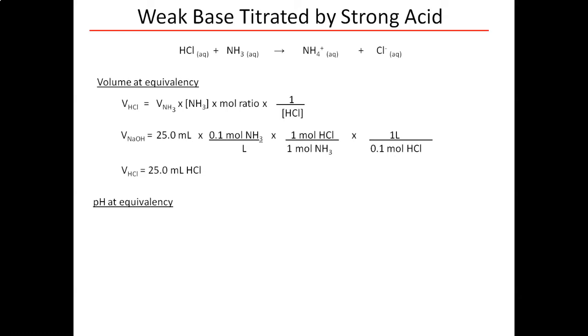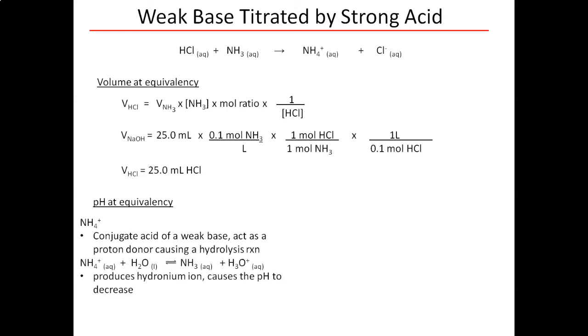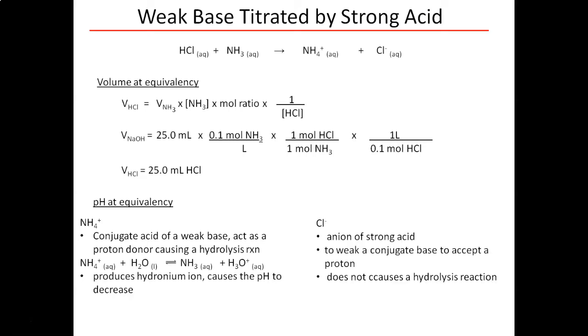But for my pH at equivalency, we have to fall back on the theory that we learned last week. We know that my ammonium ion can act as a conjugate acid and donate the proton that it has gained, whereas my chloride ion is too weak a conjugate base. So because my ammonium ion can act as a conjugate acid and produce hydronium ions, my pH at equivalency should be less than 7.